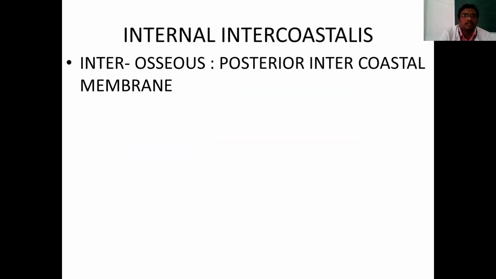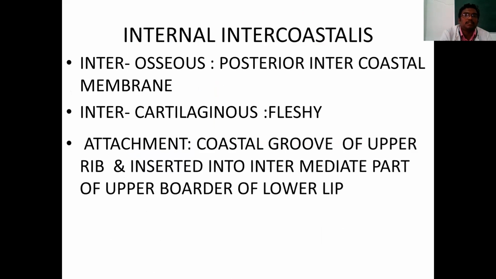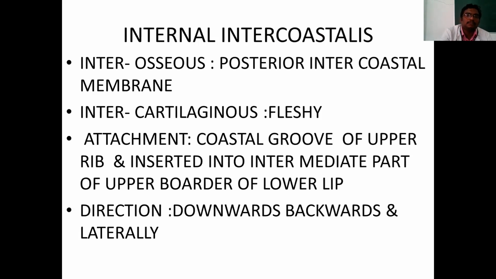Internal intercostal muscles. This muscle, as you see, has an interosseous part, which forms the posterior intercostal membrane. The cartilaginous part is the anterior part, which is fleshy. What is the attachment of this muscle? It is attached to the costal groove of the upper rib and inserted into the intermediate part of the upper border of the lower rib. The direction of the fibers is downwards, backwards, and laterally.